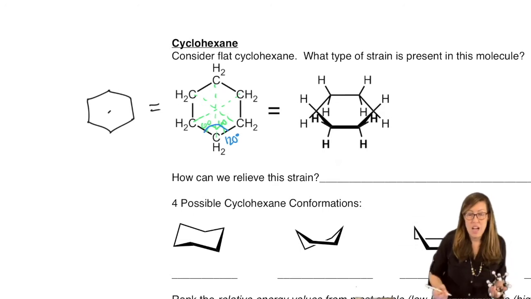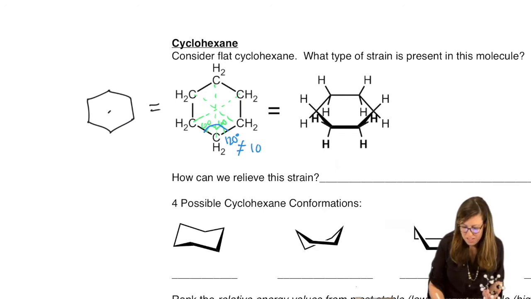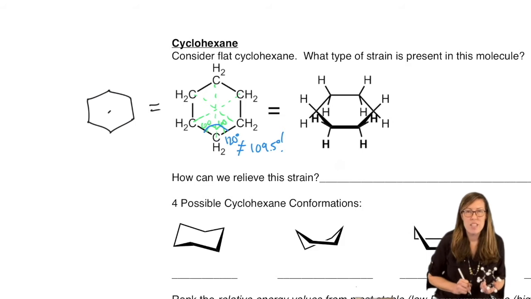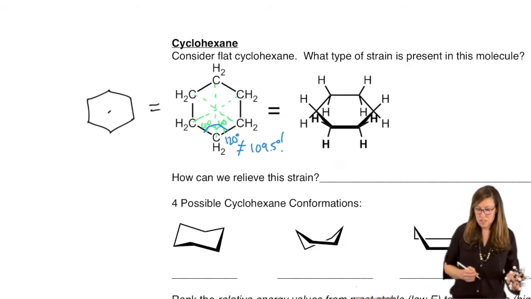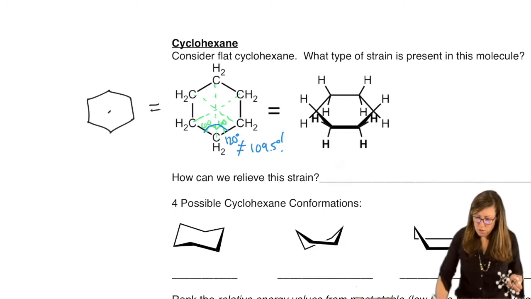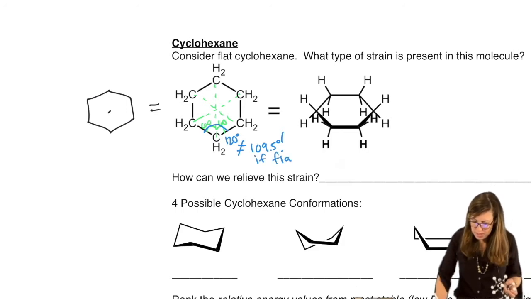That is not a trigonal planar carbon. It doesn't want to be 120. It is not 109.5. Way more. So it has the opposite problem of the cyclopropane. Too big. So that would only be if flat.